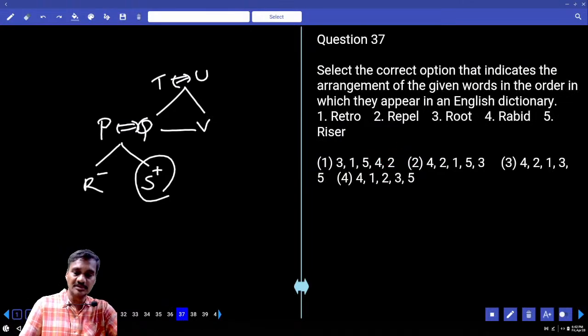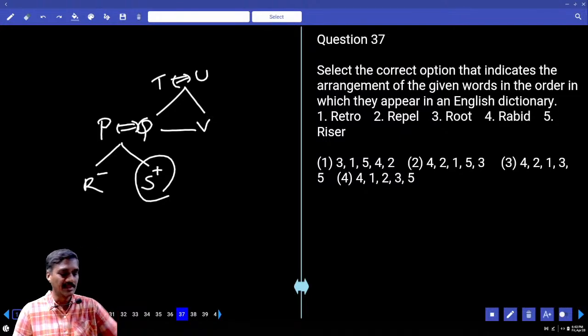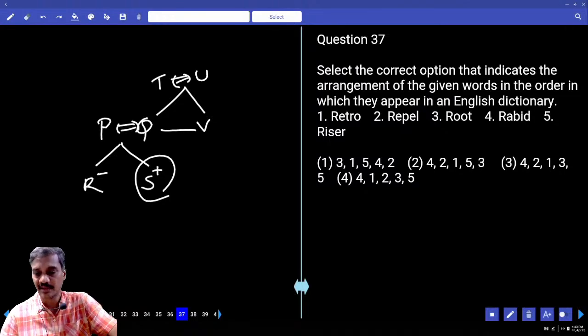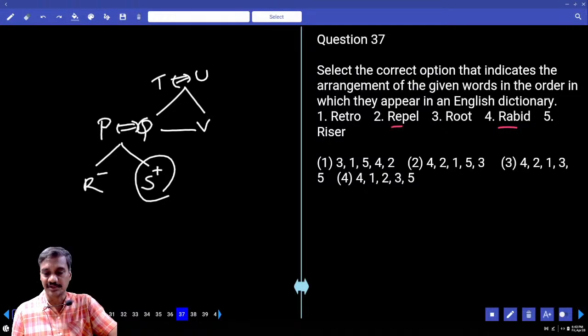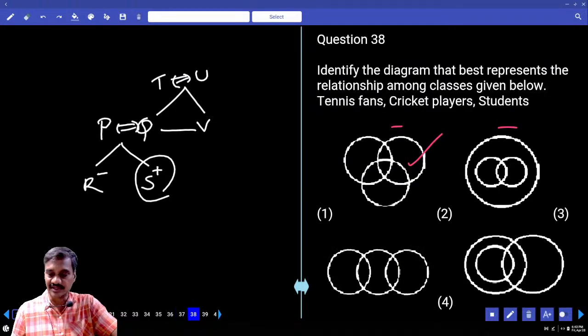Then 37. Now we need to arrange all these in alphabetical order. Now tell me what is your answer in this case? First chain RA. RA comes first. Then RE, REP comes, isn't it? Then 4, 2, 1. Next one 5, 3. 4, 2, 1, 5, 3. Choice 2, 37.